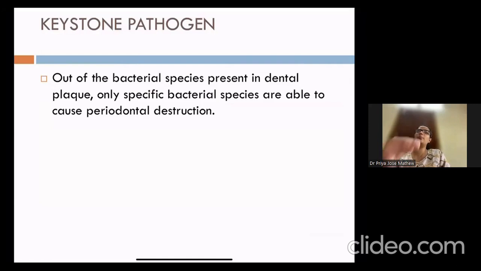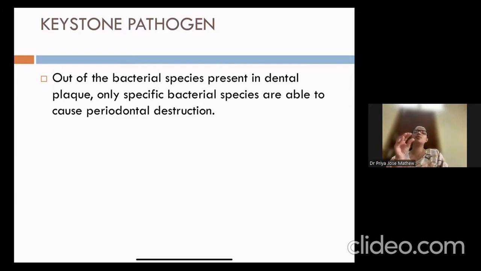Even though their number is small, they can immunomodulate other microorganisms to become more pathogenic, and it will cause worsening of the disease. That is the main keystone pathogen concept.